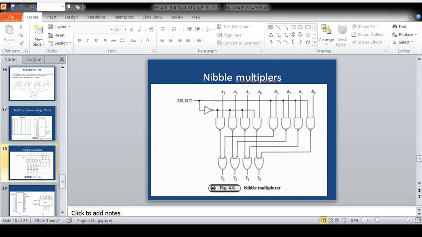If the select input is low, then the left AND gates are enabled and the right AND gates are disabled. That means the data presented at A3, A2, A1, A0 will be steered at the output. So Y3, Y2, Y1, Y0 takes the value of A3, A2, A1, A0, and that will be steered at the output. This way, the nibble multiplexer can be prepared.